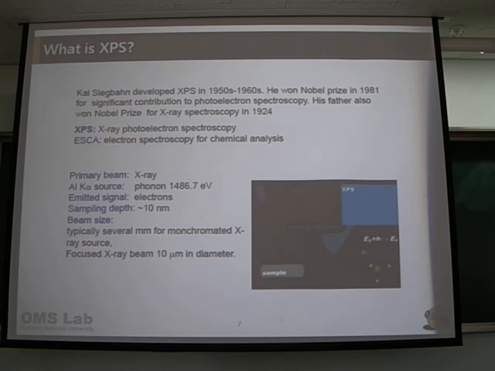The primary beam is X-ray, and there are several types of X-ray source. For example, Al K alpha photon, 1486.7 eV, emitted signal electrons, sampling depth normally 10 nanometers, and beam size typically several millimeters for a monochromated X-ray source, and a focused X-ray beam 10 micrometers in diameter.